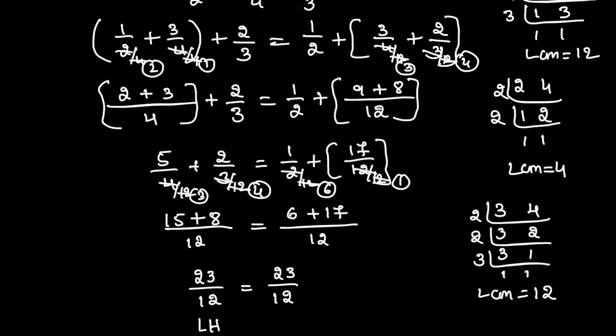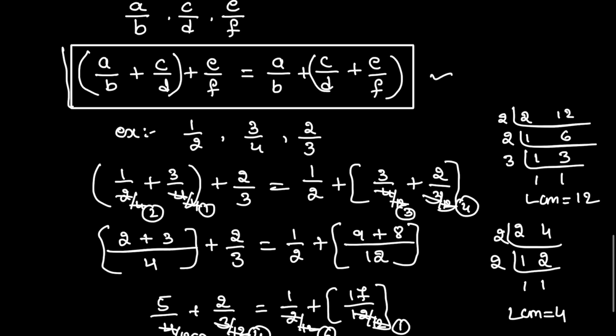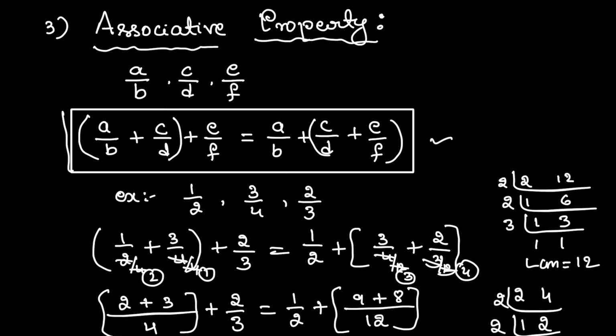Therefore, LHS is equal to RHS. So the associative property holds good for rational numbers. Okay, the remaining properties we will discuss in the next video.